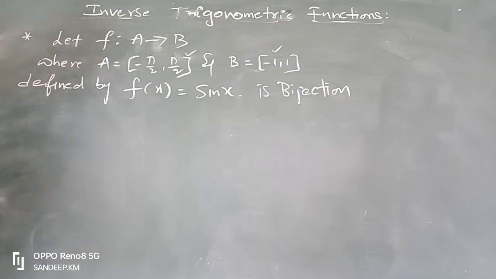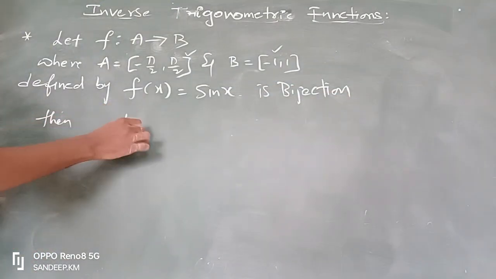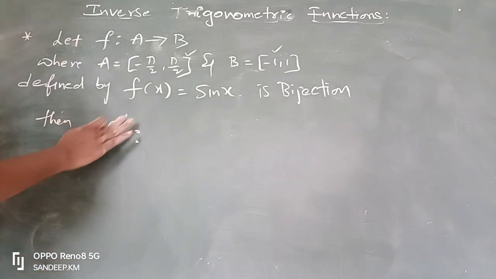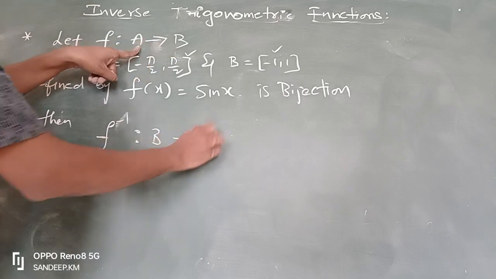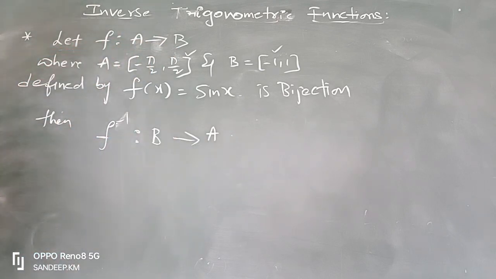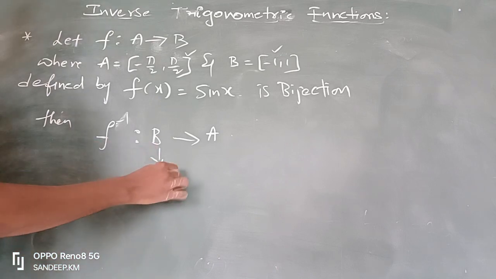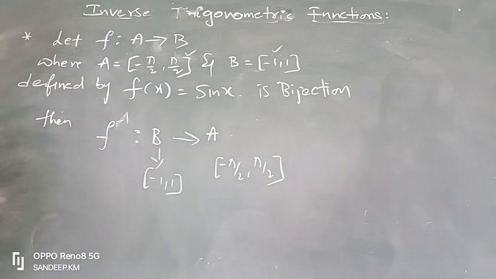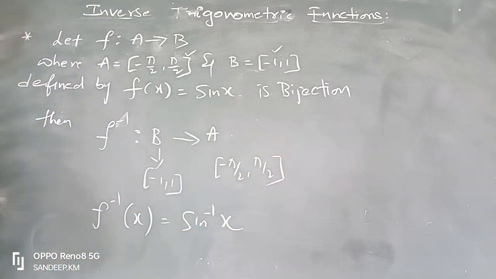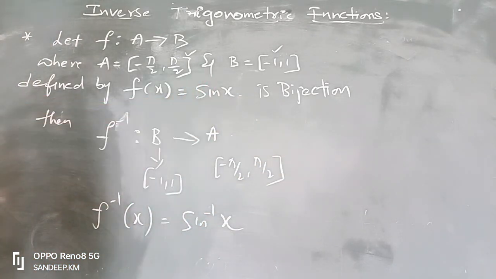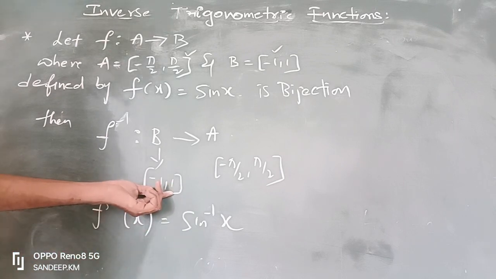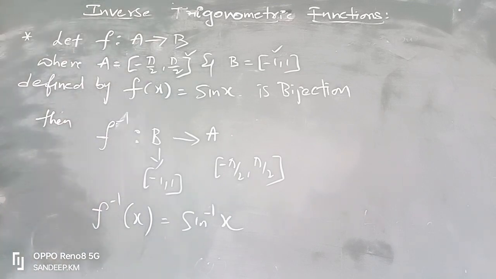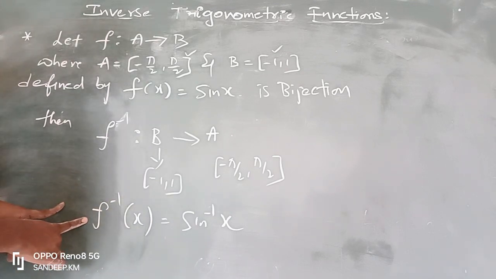And now I can define its inverse function as f inverse, whose domain is B and codomain is A. What is B here? Minus 1 comma plus 1. And what is A here? Minus pi by 2 comma plus pi by 2. It is defined by f inverse of x equals sin inverse of x. So sin inverse of x is the inverse function of sin x with domain between minus 1 comma plus 1 and codomain as this. This is the first inverse trigonometric function, sin inverse of x.